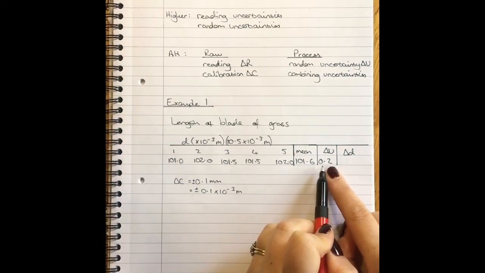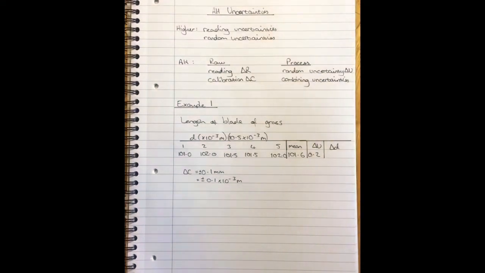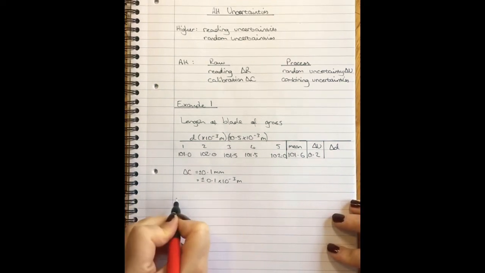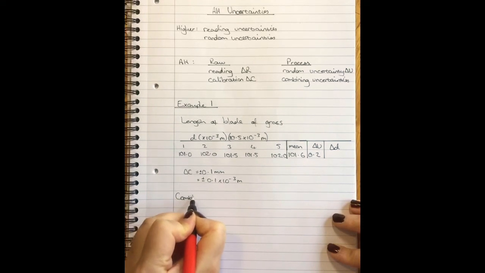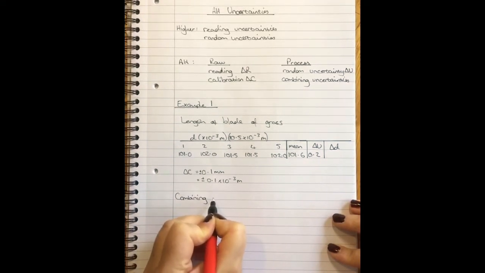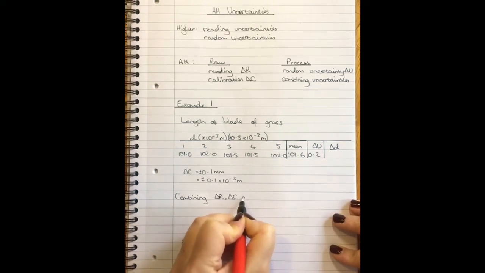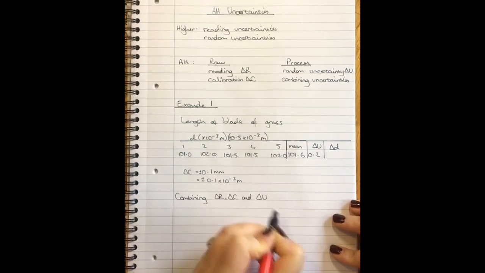So now I have my 3 forms of uncertainty: my 2 raw data uncertainties and 1 bit of process data, my random uncertainty. I'm going to show you how we bring those together. The first uncertainty formula in your Advanced Higher set of formulas, apart from the random uncertainty formula, is the combination. In your formula sheet, it looks like this, combining delta R, delta C, and delta U.